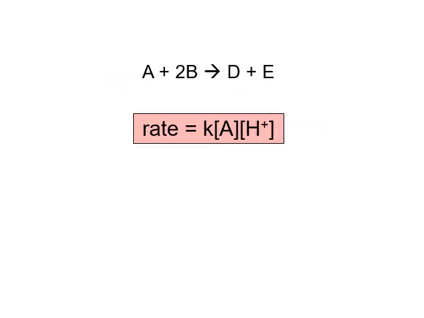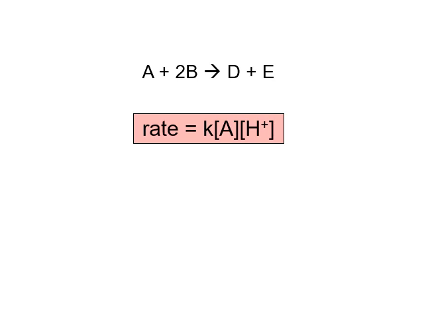Let's have a look at some of the more tricky aspects of this. So we've got the equation A plus 2B going to the products D and E, and we're given a rate equation of k[A][H+]. Now the thing to note here is H+ is in the rate equation, but it's not in the overall equation. And that must mean that H+ must be involved somewhere, but it doesn't change overall. Because if it did change, it would be in the equation. So this must suggest that H+ is a catalyst.